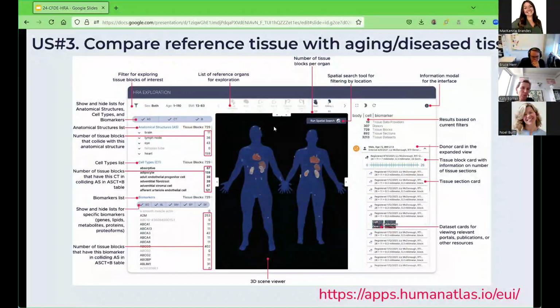you see US3, which is compare reference tissue with aging diseased tissue. So there is no reason why you couldn't also register diseased tissue in here. And that, of course, will have different data behind different cell type populations. And you can now start comparing that.